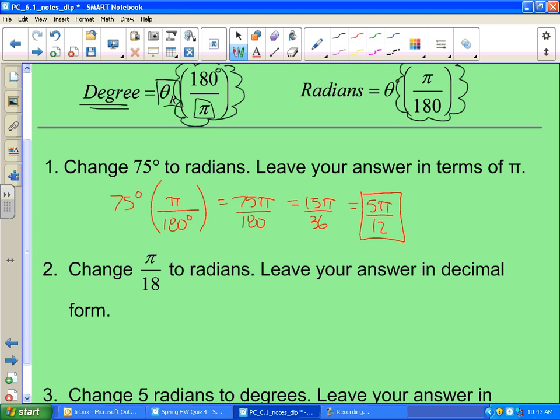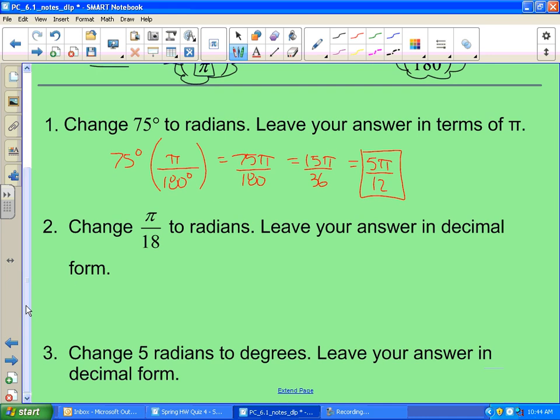Now, not all the time will we be able to leave things in terms of pi because maybe I didn't start with pi. Maybe I started with actually a physical decimal radian number. And in that case, we just end up with a radian or a decimal answer instead of a pi answer.